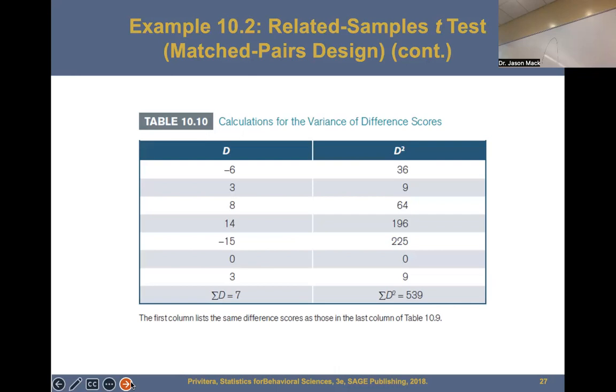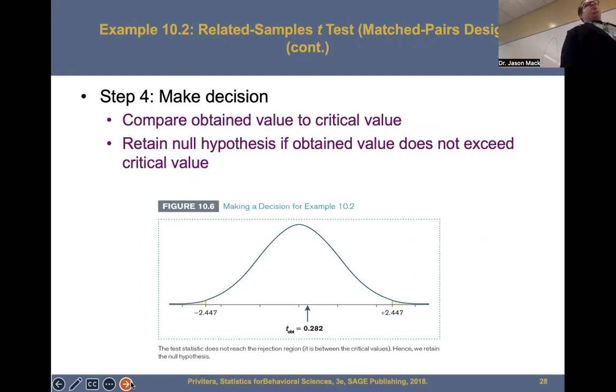Make a decision. Well, we got T equal to 0.282. So we're going to retain the null hypothesis because it's under the curve. It's in between plus or minus 2.447. So we retain the null hypothesis because it does not exceed the critical value. If it's right on it or above it, then we're of course going to reject it.